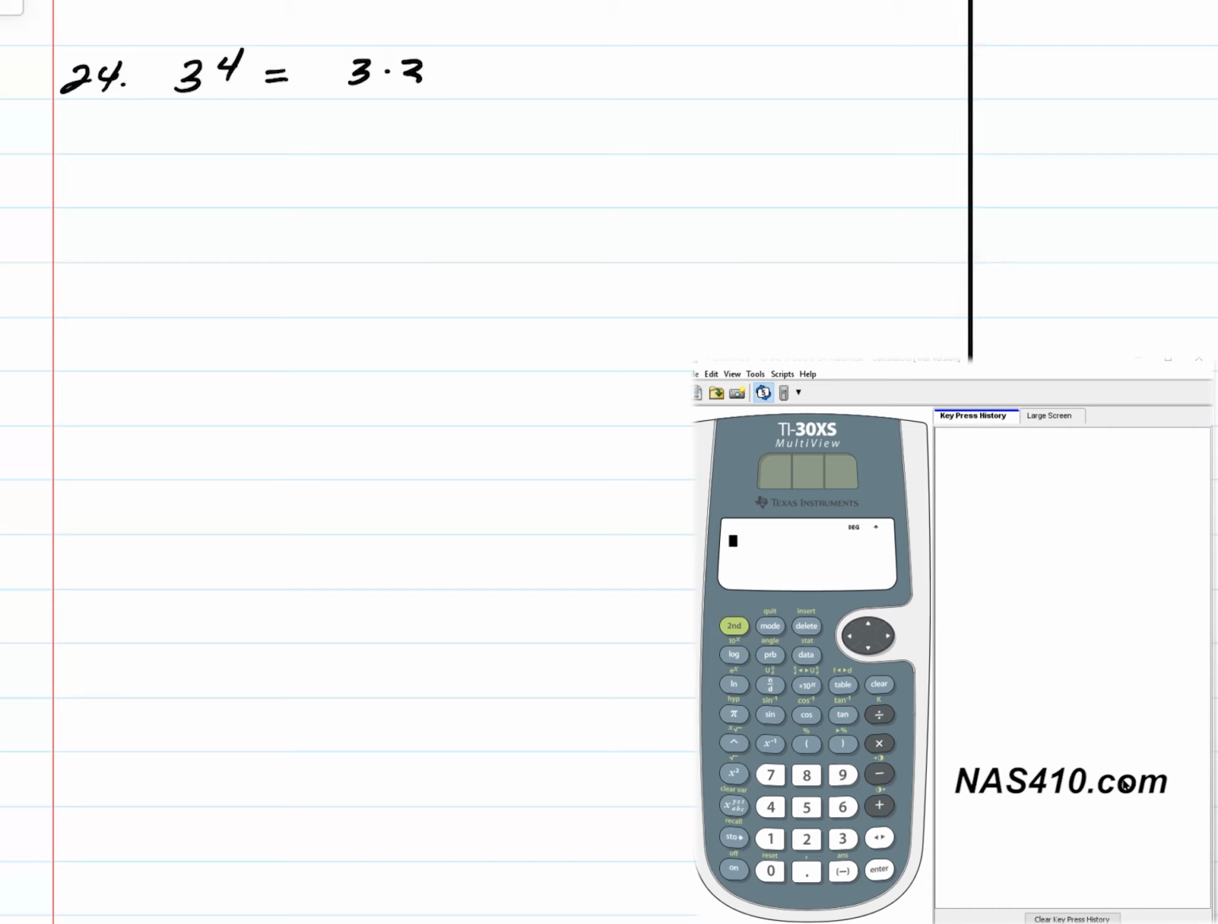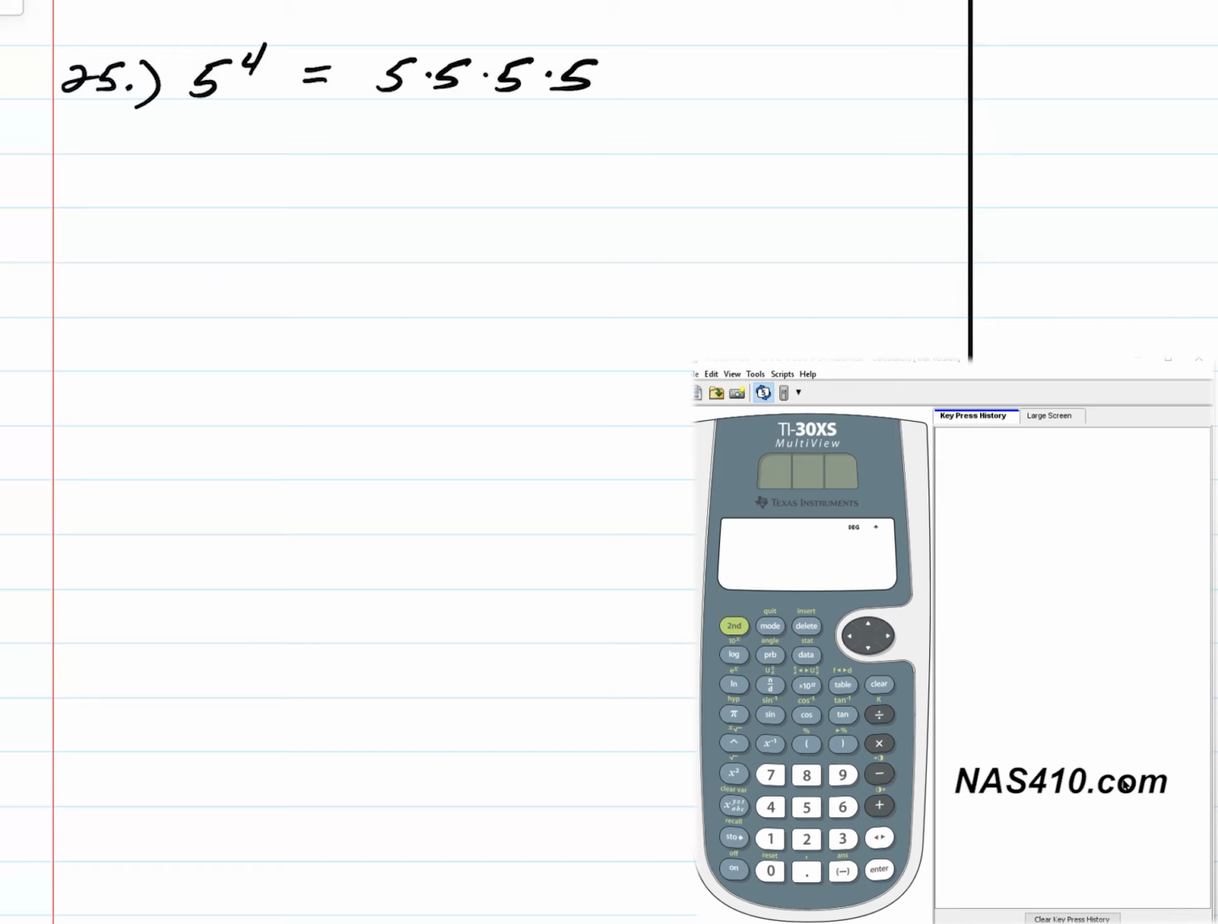Okay, number 24, I have 3 to the 4th. Okay, guys, just simple exponents. Exponents are repeated multiplication, and so 3 to the 4th equals 3 times 3 times 3 times 3. And so if I multiply 3 and 3, I get 9, and then multiply that by 3, I get 27, and then multiply that by 3, I get 81. And so 3 to the 4th equals 81.